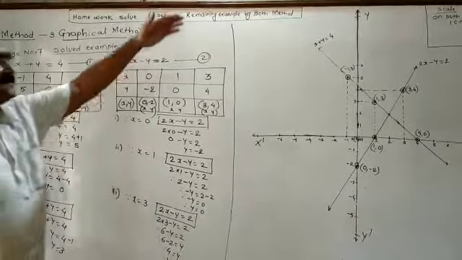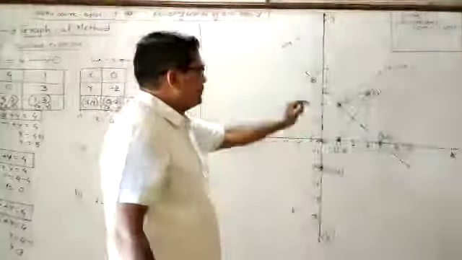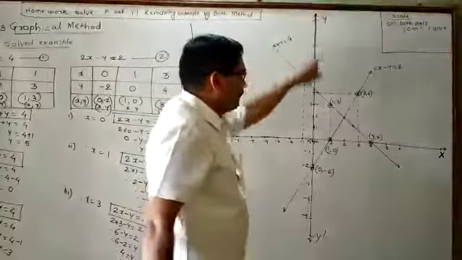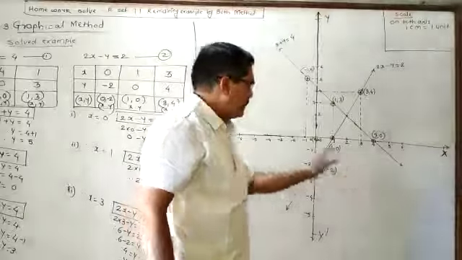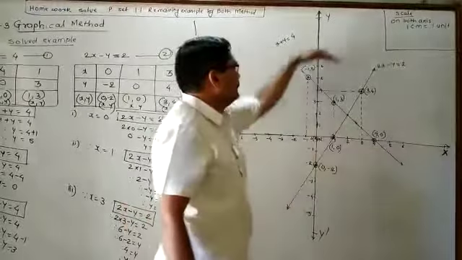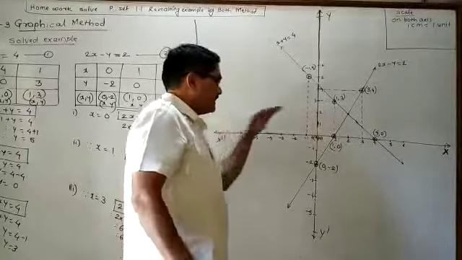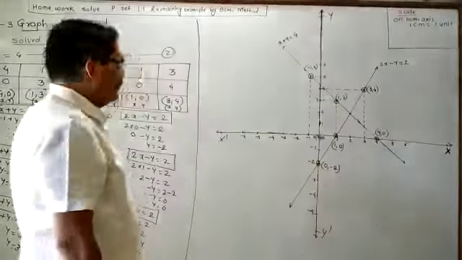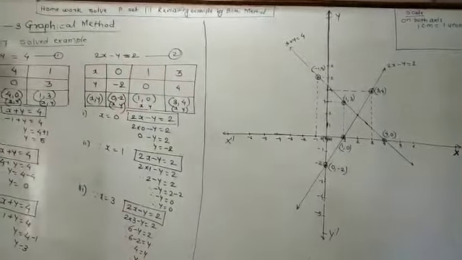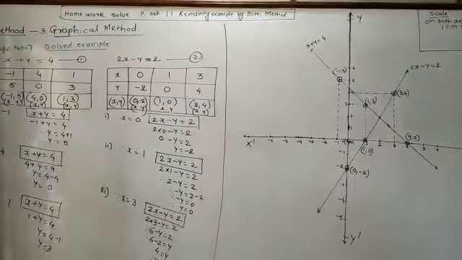This is the Cartesian coordinate system. This is the x-axis, this one is the y-axis, this is the first quadrant, second quadrant, third quadrant, fourth quadrant. This is the positive x-axis, positive y-axis, negative x-axis and negative y-axis. And step by step, you have to plot the points. First of all, you will plot this line, x plus y is equal to 4.